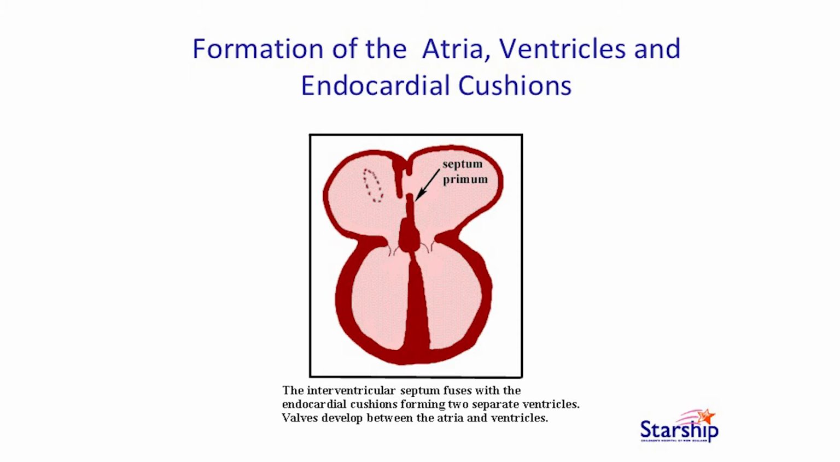Back in the ventricles, the interventricular septum fuses with the endocardial cushions, forming the two separate left and right ventricles, and that happens with the simultaneous formation of the aorta and pulmonary arteries. And with this, the ventricles are now separated, and the valves begin to develop, and they start around 5 to 8 weeks of gestation.